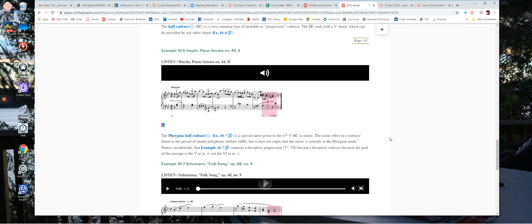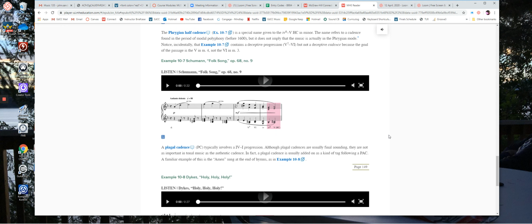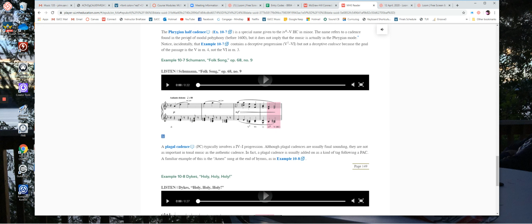That surely doesn't sound finished, does it? No, that's a half cadence. Halfway there. Phrygian half cadence is a specific type of half cadence. It's a half cadence all the same, which means it ends with a 5 chord.